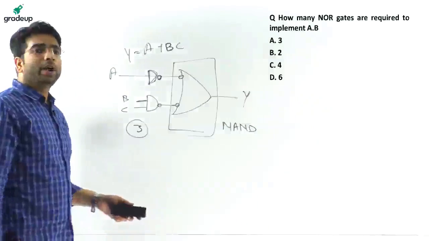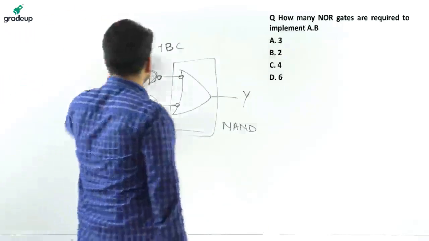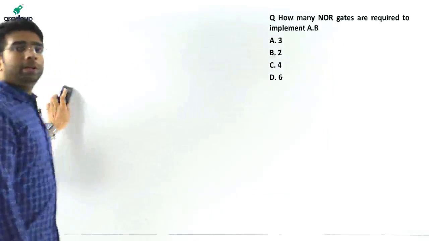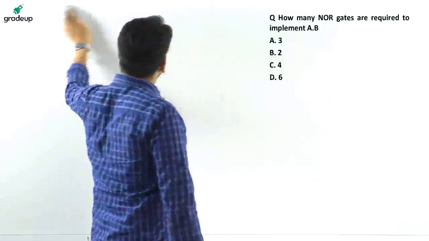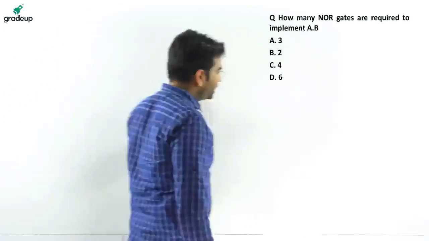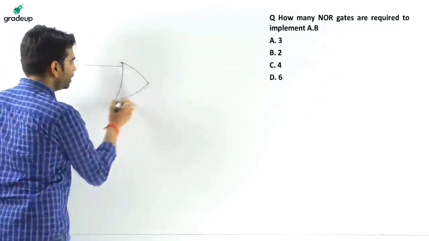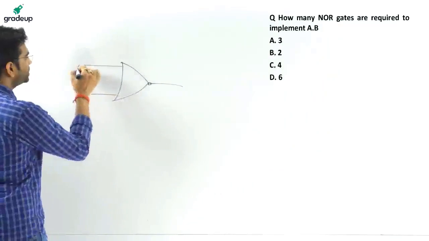How many NOR gates are required to implement A dot B? A dot B is an AND operation. How many NAND gates are required? 2 NAND gates are required. And how many NOR gates are required? 3 NOR gates are required. Now you should be very expert in this.